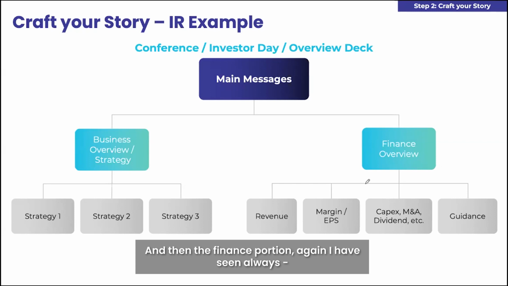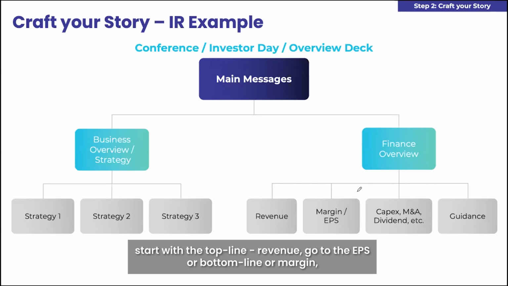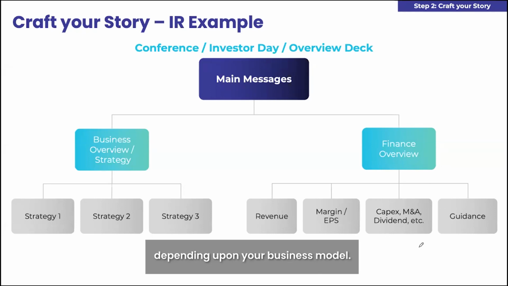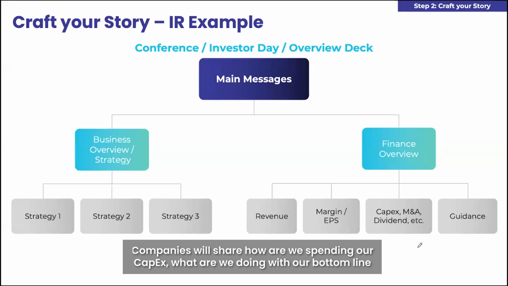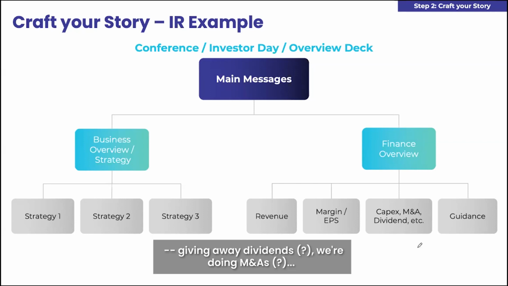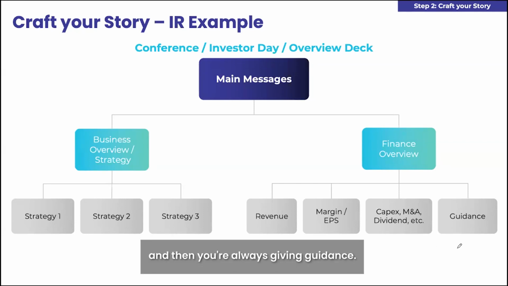And then the finance portion, right? Again, I've seen it's always like start with the top line revenue, go to the EPS or bottom line or margin, depending on your business model, right? Some companies will say, how are we spending our CapEx? What are we doing with our bottom line, right? We are giving away dividends, we are doing M&As, and then always, right, you're giving guidance.